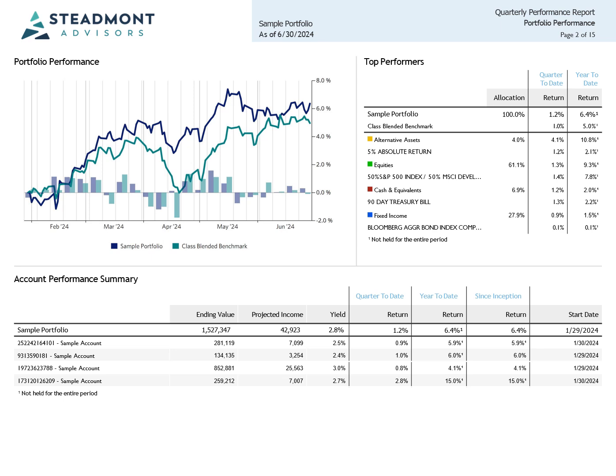If you were wondering what the class blended benchmark is made up of, you can look at the top right area that gives you a breakdown of how your account is broken down and the indexes used to track each asset class. The class blended benchmark is simply a custom index made up of those indices blended in your particular allocation. Lastly, on the bottom of the page is a breakdown of each account that you have with us. We've been talking about the portfolio level, and this gives us each account and its projected income, yield, and returns, as well as the inception date.